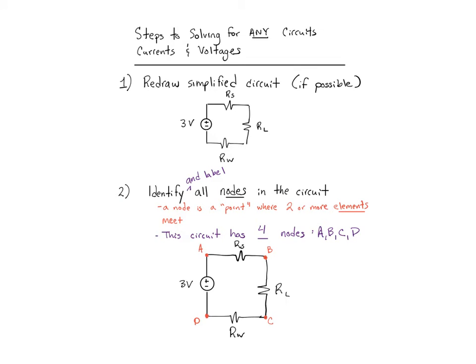Okay, so there are about 5 basic steps to solving any circuit, specifically solving for the currents and the voltages in the circuit. This works with any type of element, so you really kind of keep this in your back pocket. You might want to print out these steps until you really become comfortable with them. Okay, so the first step is to redraw the simplified circuit if possible.